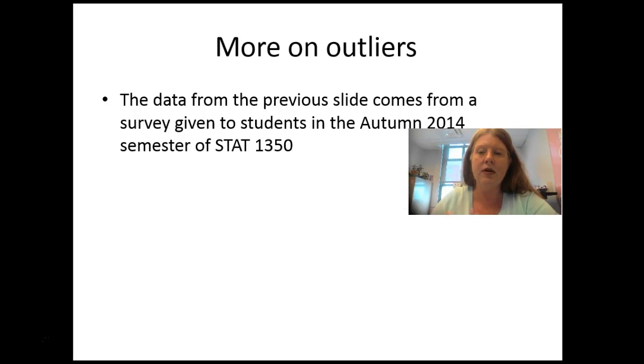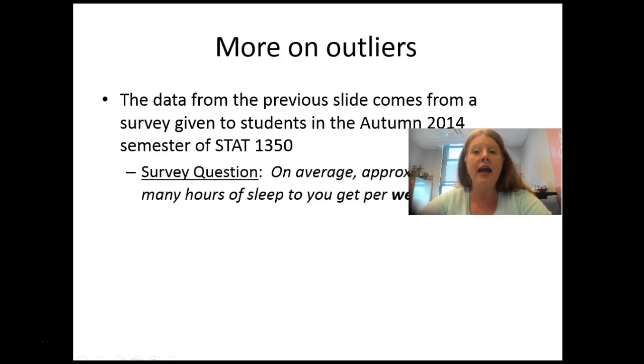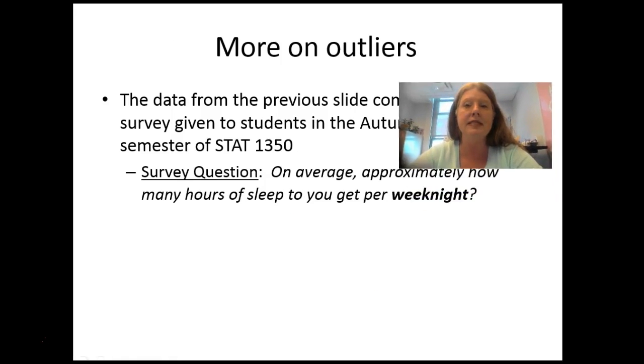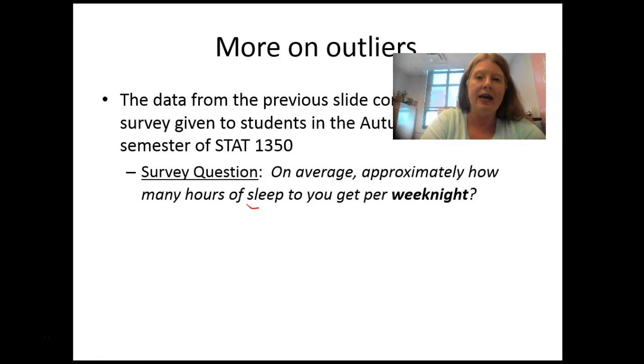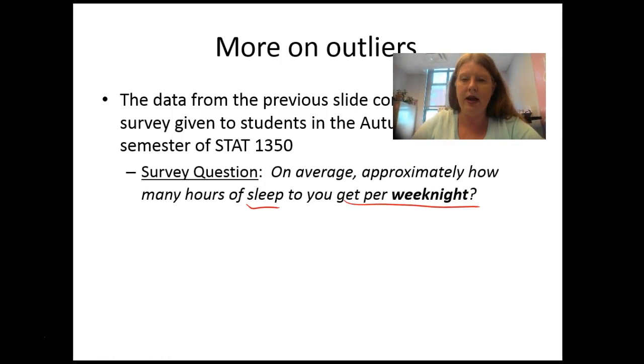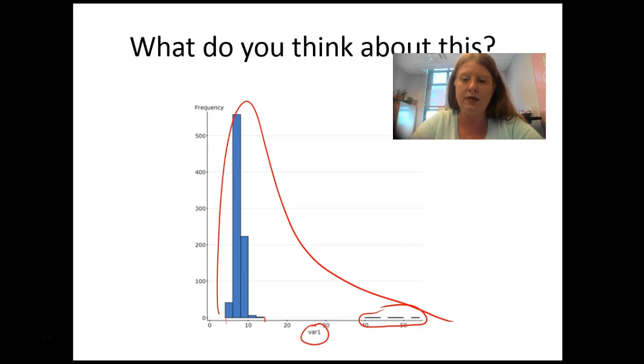Okay, so again, in autumn 2014, we did a survey. Here was the question: on average, approximately how many hours of sleep do you get per weeknight? Wow, there are some students who are sleeping 40, 50, or more hours per weeknight. Most of them are sleeping maybe between 4 and 12 hours. That seems to make sense. Where the average might be somewhere around 8, 7 or 8 or 6.